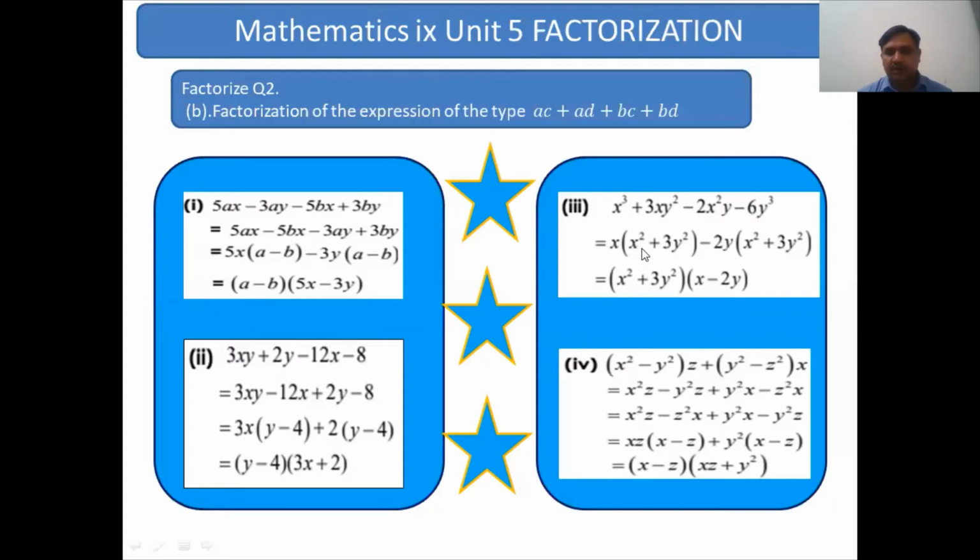So x square plus 3y square, and here is also x square plus 3y square. So we can take x square plus 3y square as a common. So we are left with x minus 2y.